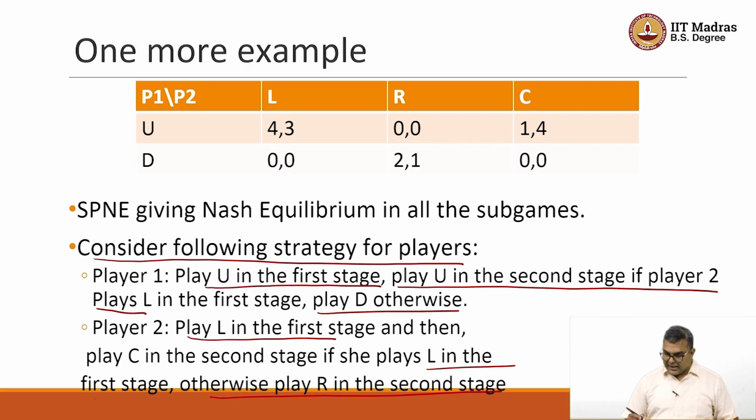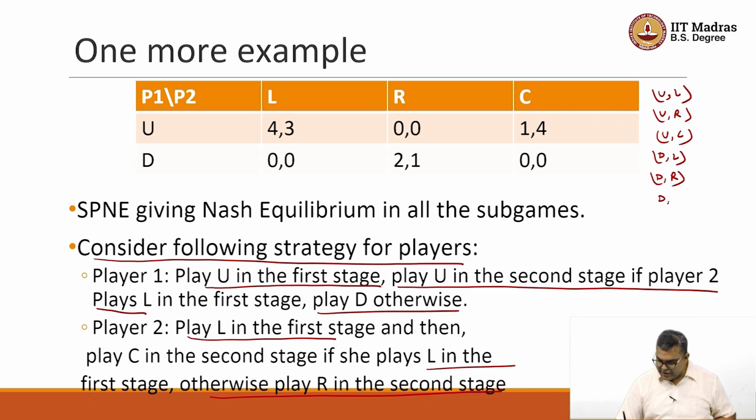So the first stage gives rise to 6 different subgames. How do we get 6 different subgames? One happens after U, L. Second happens after U, R. Third happens after U, C. Fourth happens after D, L. Fifth happens after D, R. And sixth happens after D, C. These are the 6 different possibilities.